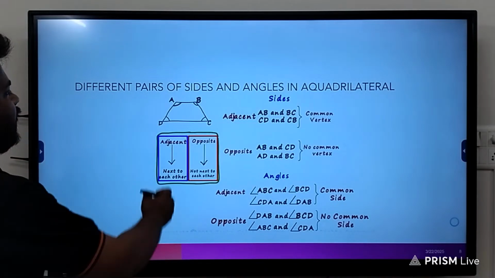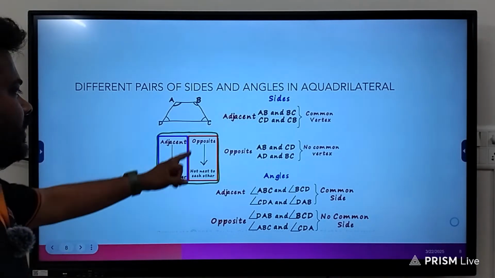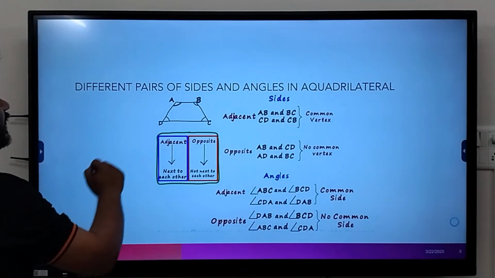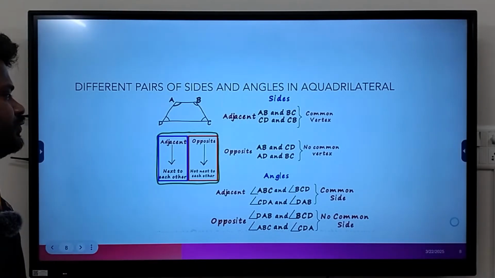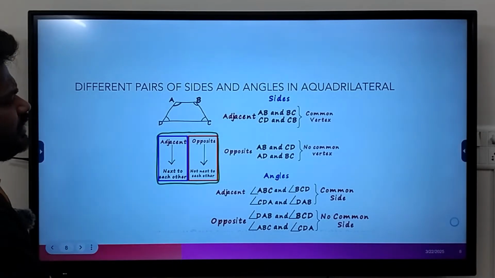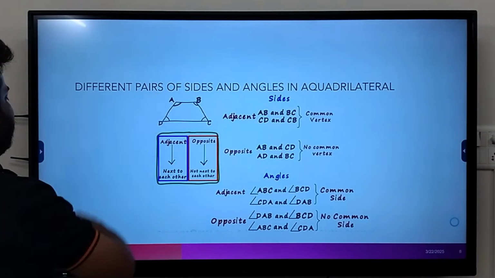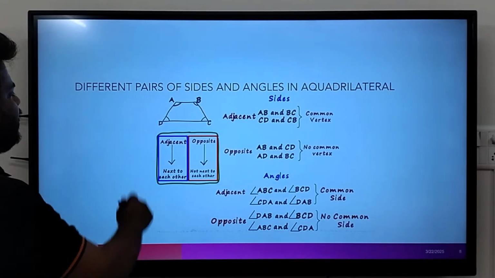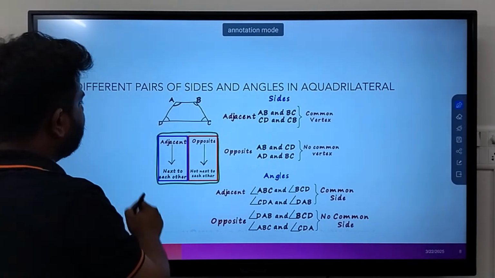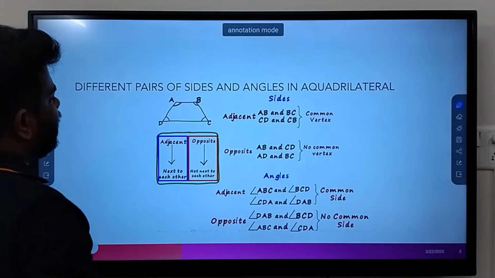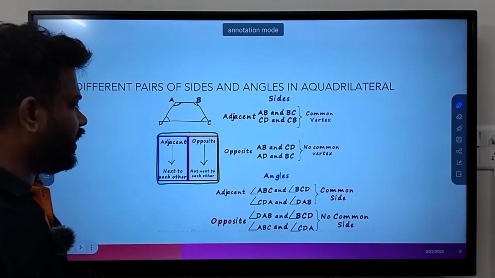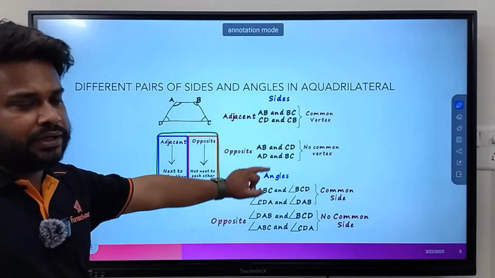Here are 4 sides. The adjacent sides are like AB and BC, CD and CB. Adjacent means next to each other, and opposite means not next to each other. The opposite sides will be AB and CD, which I have already told you about. The angles will be A, B, C and D. You can also write them like DAB or BAD, ABC or CBA, ADC or CDA, and BCD or DCB.